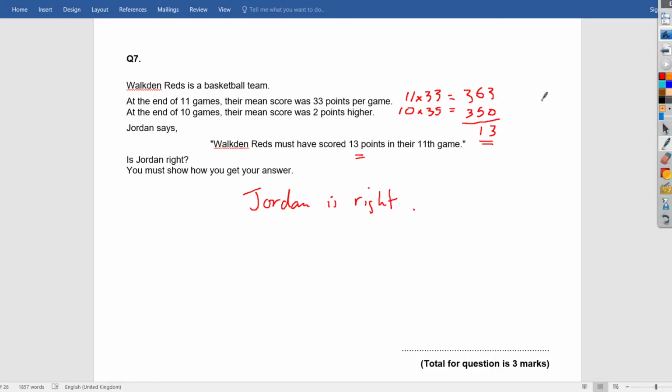Okay, there you go, the working. I'll show you the marks. One mark for showing 363, another mark for 10 times 35, and the last mark for taking the 13, confirming Jordan is correct. Okay, let's clear this and scroll down to question 8.